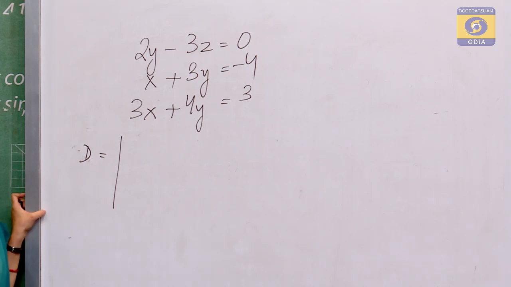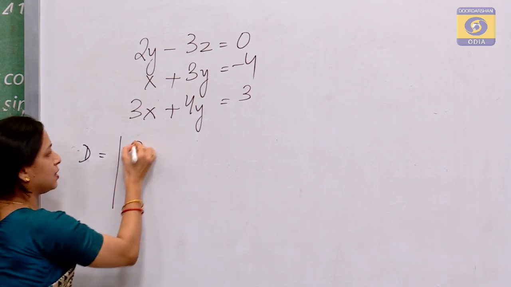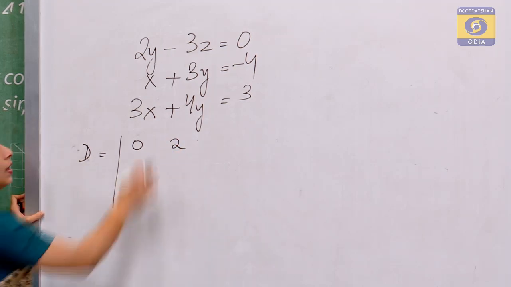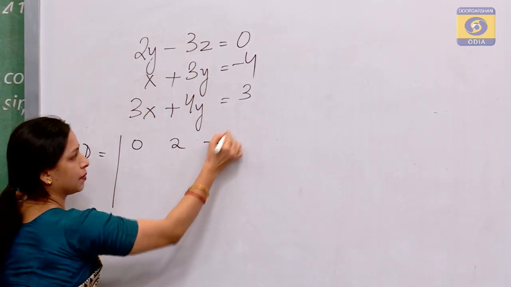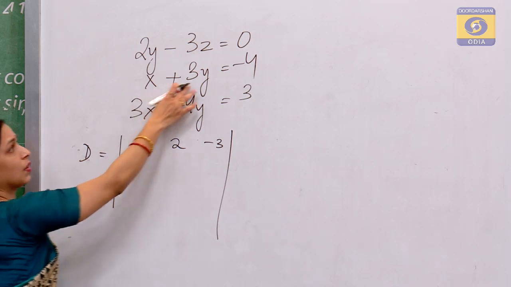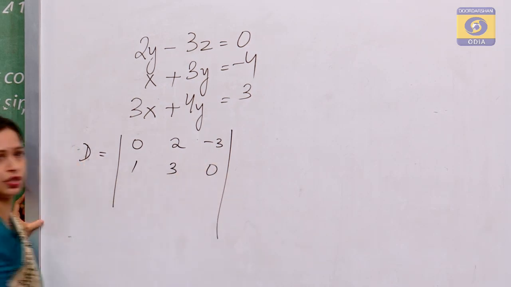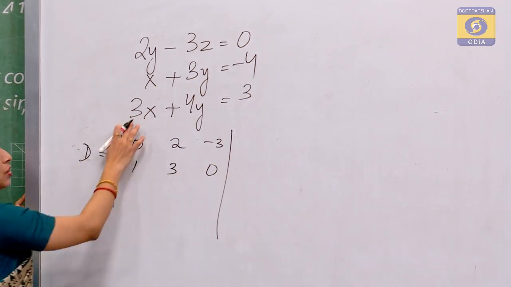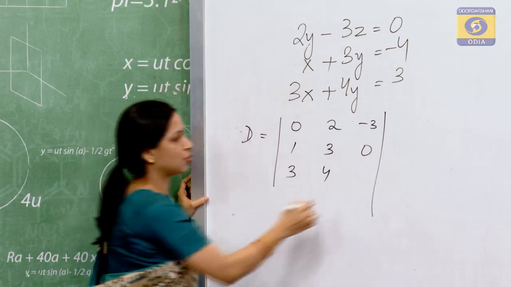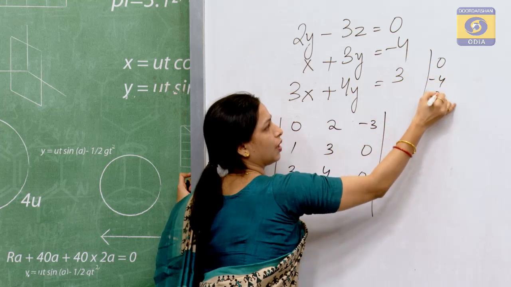So, the determinant of the coefficients will be, here there is no x. So, we will take it as 0, right. Then what is the coefficient of y? We will take it as 2. Here what is the coefficient of z? Minus 3. Next equation, what is the coefficient of x? 1. What is the coefficient of y? 3. There is no z, so we will take it as 0, right. Similarly, last equation, what is the coefficient of x? 3, y 4, and there is no z, so we will take it as 0, and the known values obviously are 0, minus 4 and 3, right.